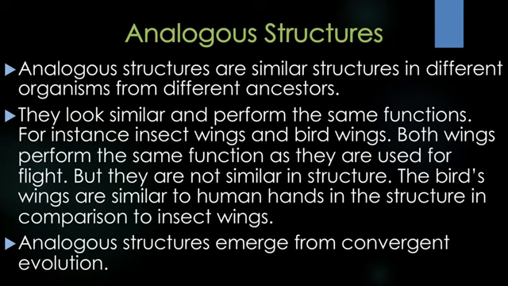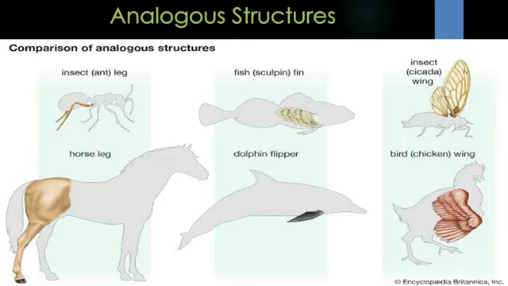Because of the need to fly, you have insects and birds developing wings. So that is how convergent evolution brings about development of analogous structures. These are illustrations of analogous structures. You have the fore and hind limbs you find in the insect and in the horse, both used for running. So the fore and hind limbs are analogous structures for the insects and horse.